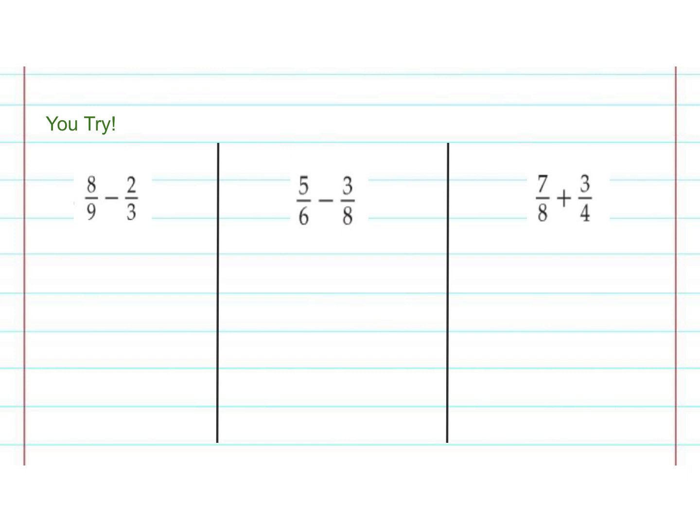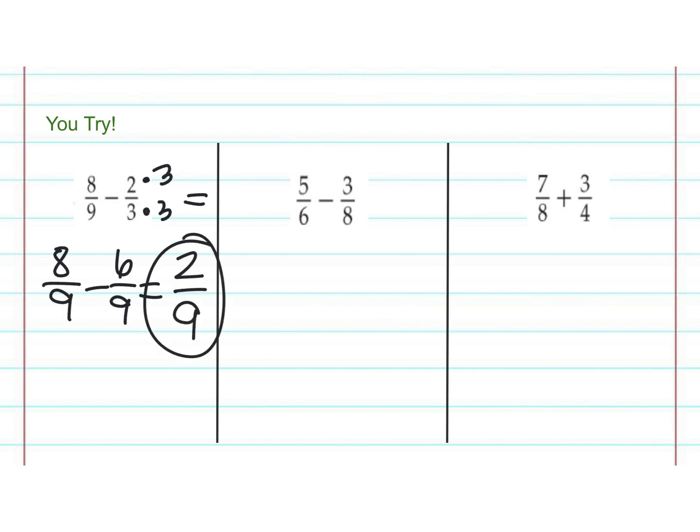So for 8/9 minus 2/3, I know that I can just change it to 9. So 3 times 3 is 9. Do the same to my numerator. So I'm going to rewrite it as 8/9 minus 6/9. 8 minus 6 is 2. Keep denominator, so 2/9. Make sure you're keeping track of the operation that you're supposed to be doing.